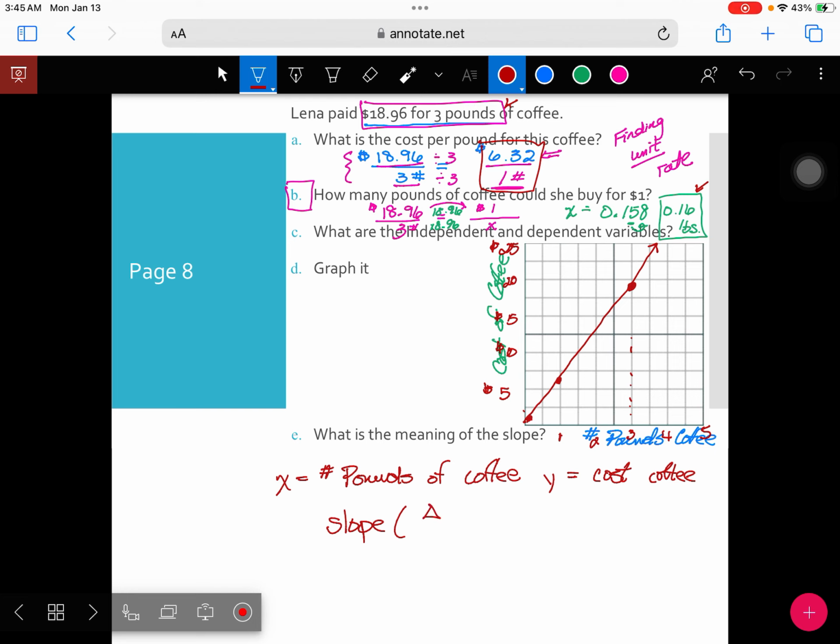Okay? Then the slope is the change in Y, and that triangle means change, divided by the change in X, which is going to be the cost of the coffee divided by the number of pounds of coffee. Okay, that is the slope.